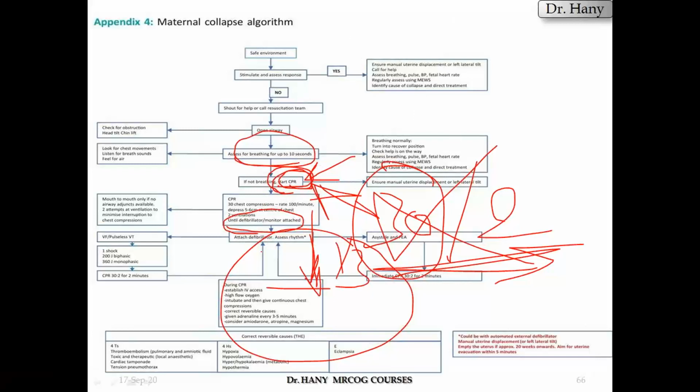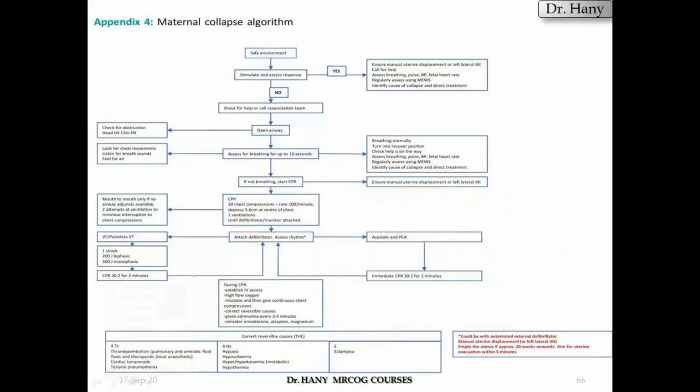After that, you continue until the defibrillator comes. If the assessment shows pulseless activity, asystole or no pulse, you will continue the CPR. If you have ventricular fibrillation or VTAC, you will give a shock. This is the old guideline. Pulseless electrical activity, continue the CPR for 2 minutes. Shockable rhythm, which is ventricular fibrillation or ventricular tachycardia, give a shock. And after the shock, continue CPR for 2 minutes.